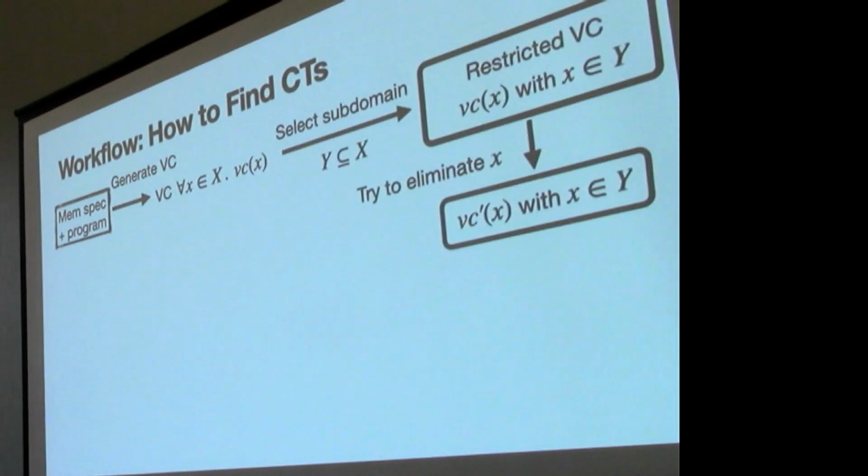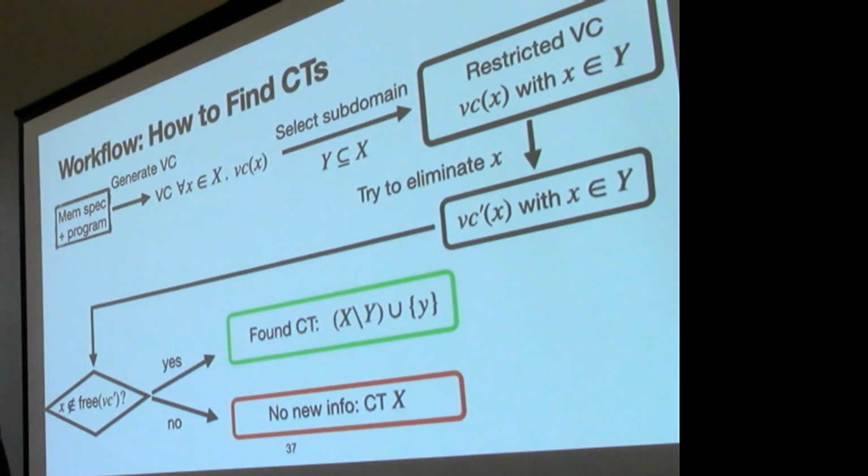So then we have to manually analyze this VC and come up with this subdomain y, for which we believe that as long as we stick to the subdomain, the concrete choice for x doesn't affect the validity. And then from now on, we are just looking at VC of x, where x comes from this subdomain. And then we eliminate x, or we try to do that, and then basically we just have to check whether or not that worked out.